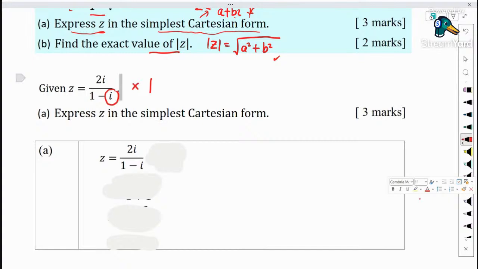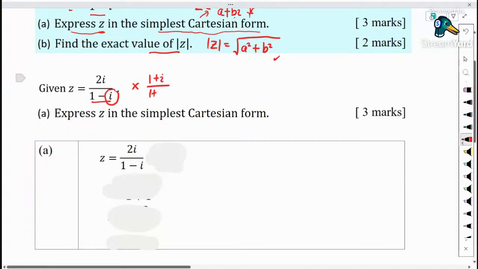And of course, the one here, we want to change to some other form. The form I want to change to is 1 plus i, so that I can make the i at the bottom disappear by having the conjugate pair multiply each other. Then from there, we further proceed to simplify our answer.